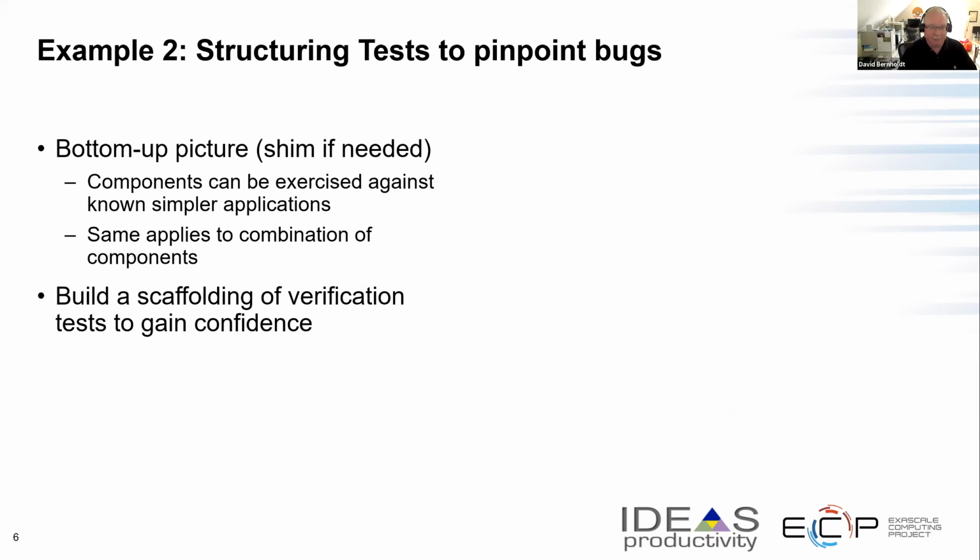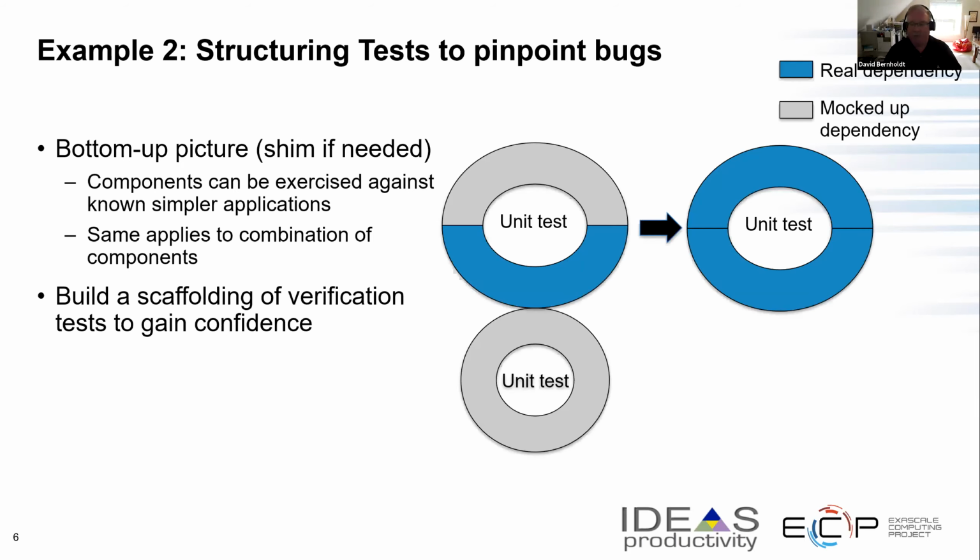Now, in terms of how to structure your tests, we talked about wanting to try to pinpoint bugs. So one of the most useful ways in code to think about this is to start from the bottom up. So you can take a unit and get some confidence in it, and then you can start connecting those units together. And so sometimes you may not be able to fully exercise a dependency. You may not have that unit fully tested. You may not be able to have full confidence in it yet.